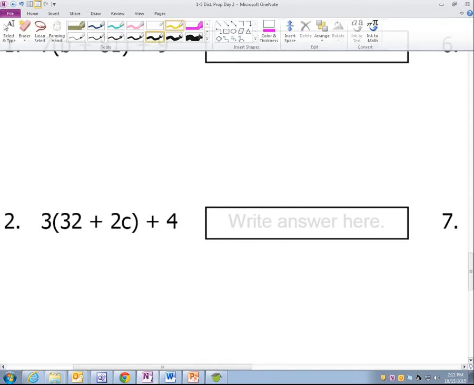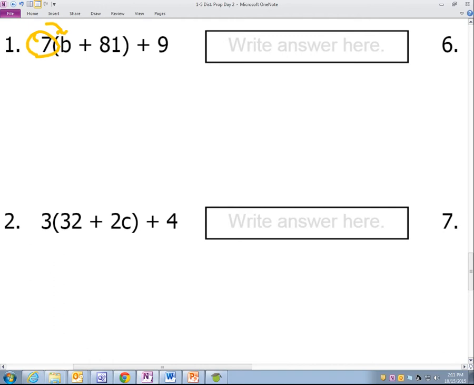To distribute, I'm going to take my 7 and distribute it to the b and distribute it to the 81. This 9 here is just going to come back down. So I have 7b plus 7 times 81. And now the way I'm doing that in my head is this. 7 times 8 is 56. 560. And there's one more group of 7s, so 567.